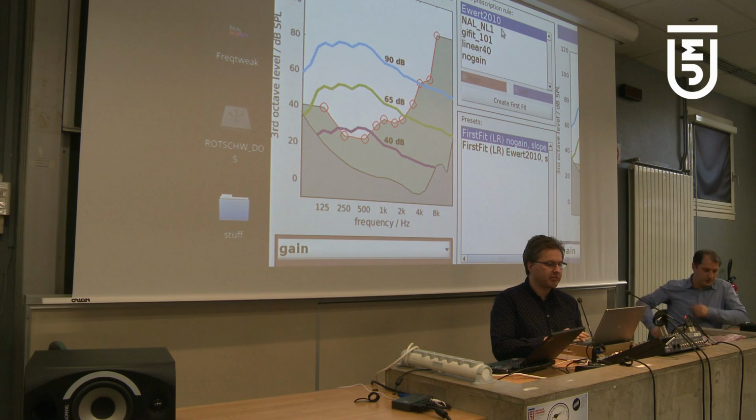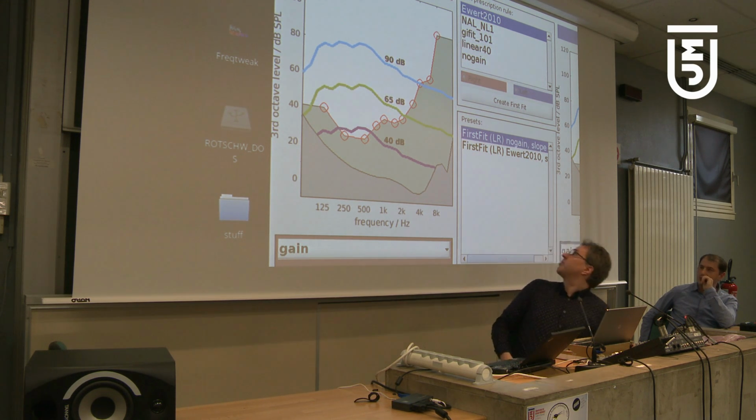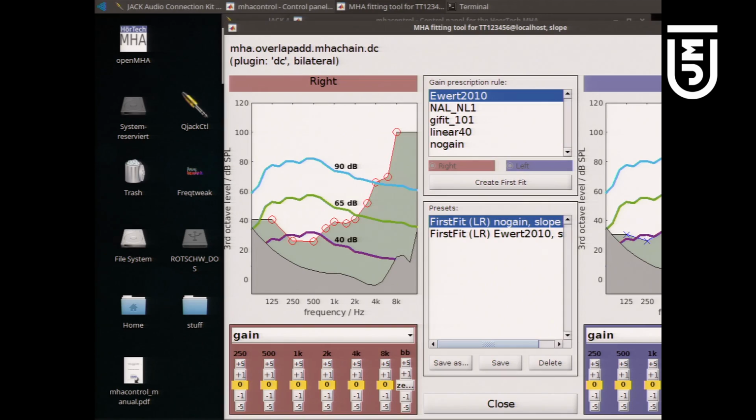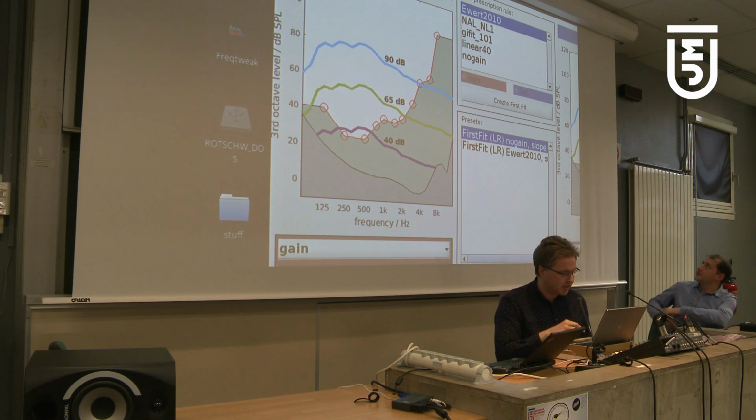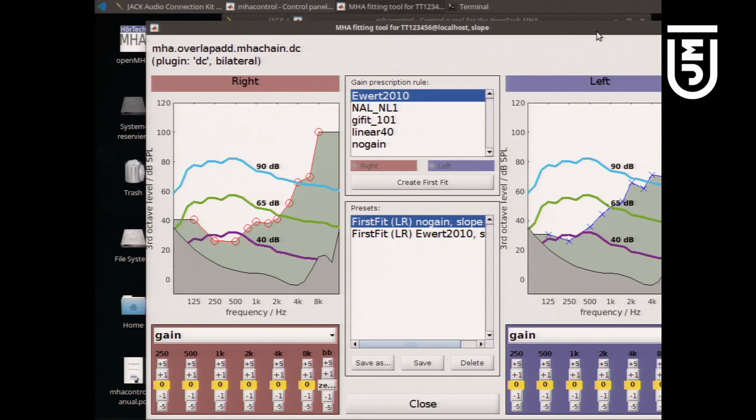You can see here that we can select between different fitting rules, and you can see here two displays for right and left. Because audiologists usually face their patients, their right ear is on the left of the audiologist, and that's why you usually have this in this way. You can't even see the left. I can shift it a little bit here.